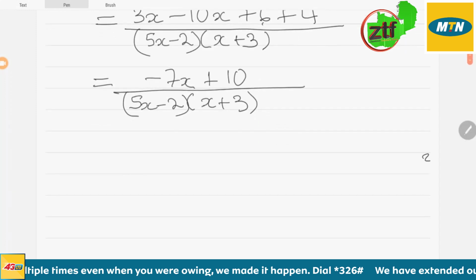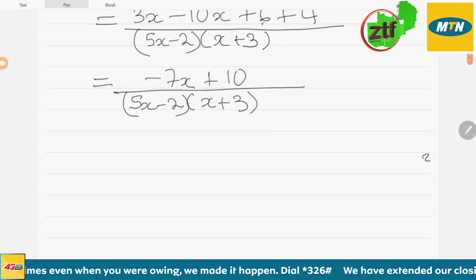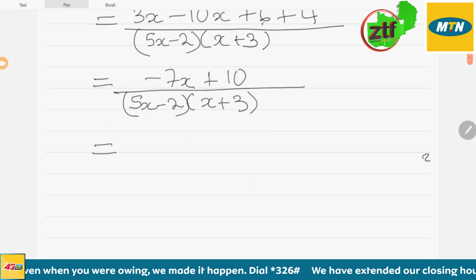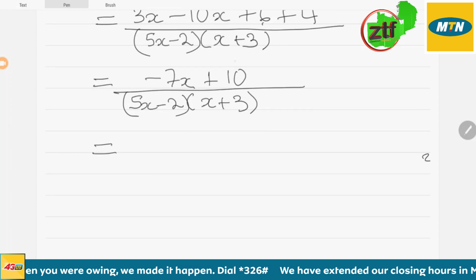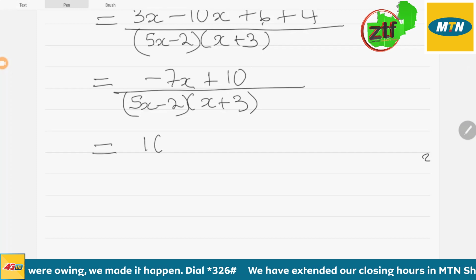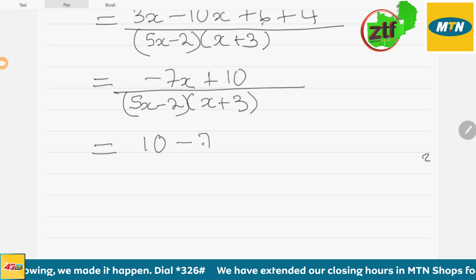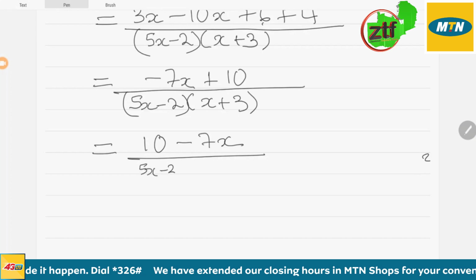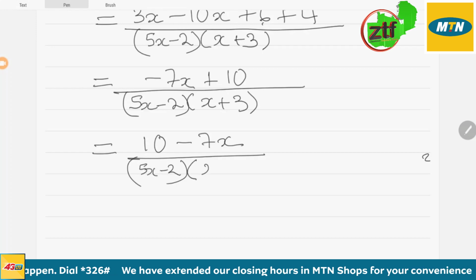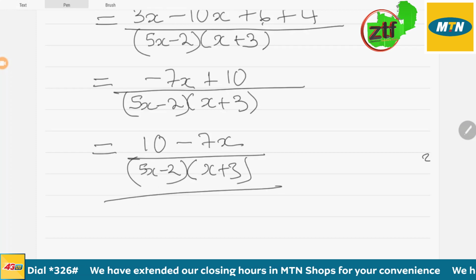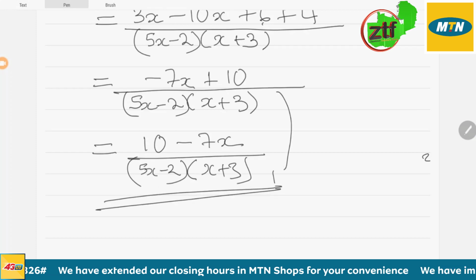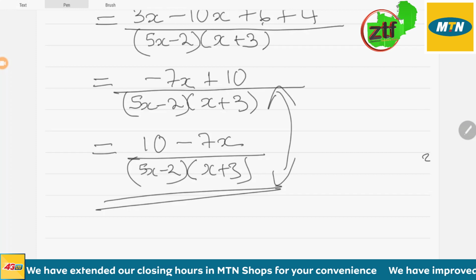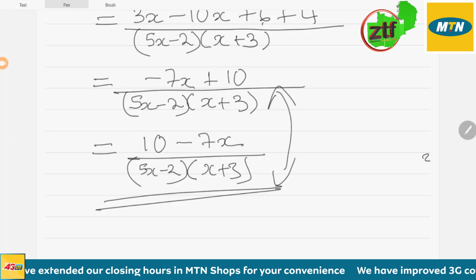This is your answer, but there is no harm in rewriting this expression so that you start with that which is positive. You can even say 10 minus 7x, everything over 5x minus 2 and x plus 3. You have not changed anything from this point. This is just one and the same thing. So I hope you are able to follow us.